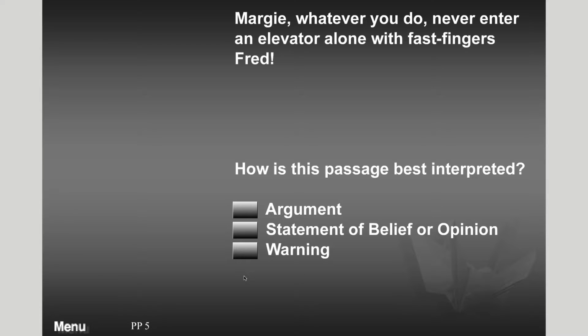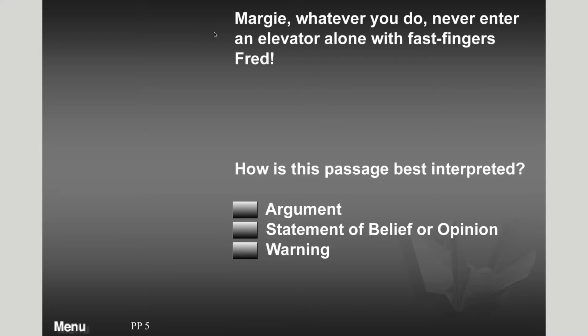"Margie, whatever you do, do not enter an elevator alone with Fast Fingers Fred." That's quite a nickname to have, and probably not one used since the 1950s, but the point here is, obviously, this is what? An argument? No reason is given, right? It's not said that Fred has been known to be on elevators and to put his hands on women. "I heard about this just last week. Therefore, whatever you do, never enter an elevator."